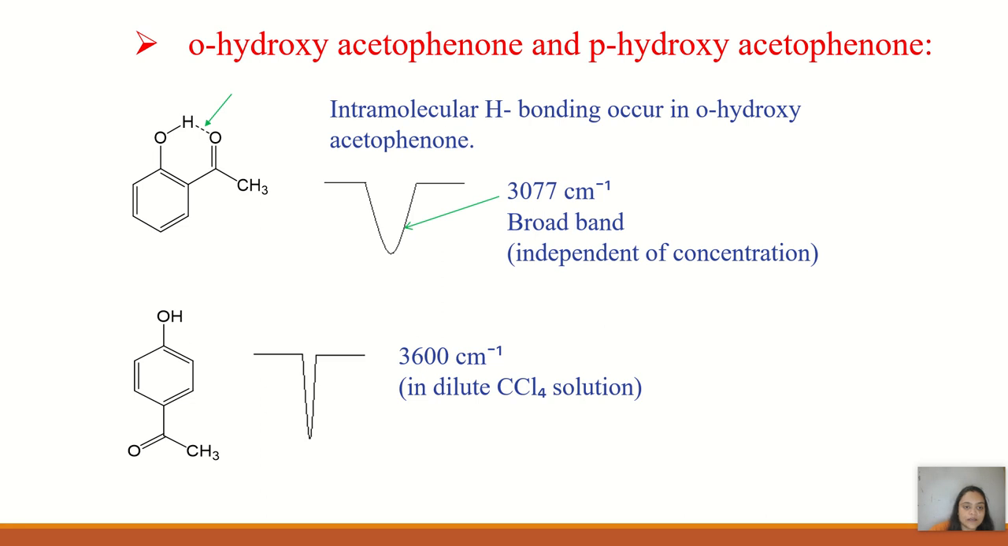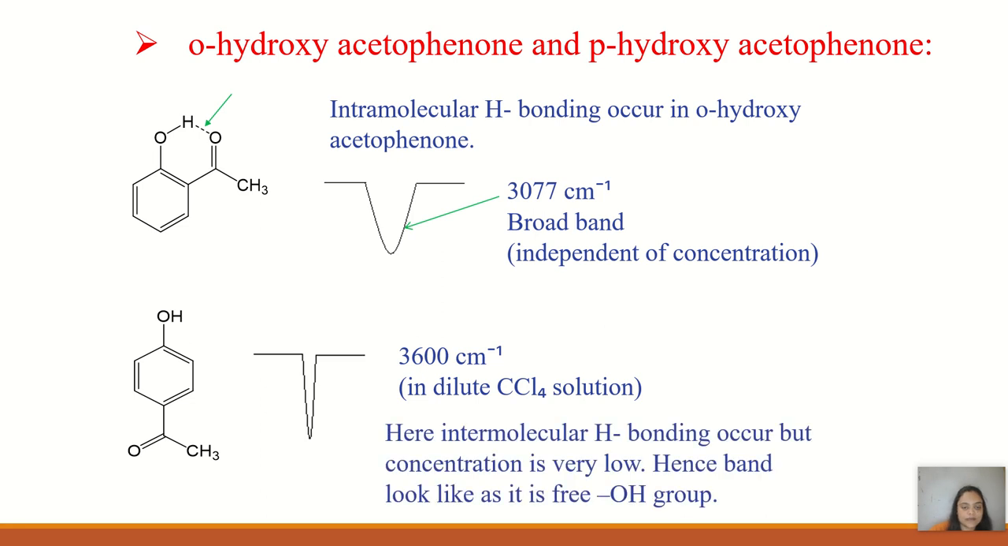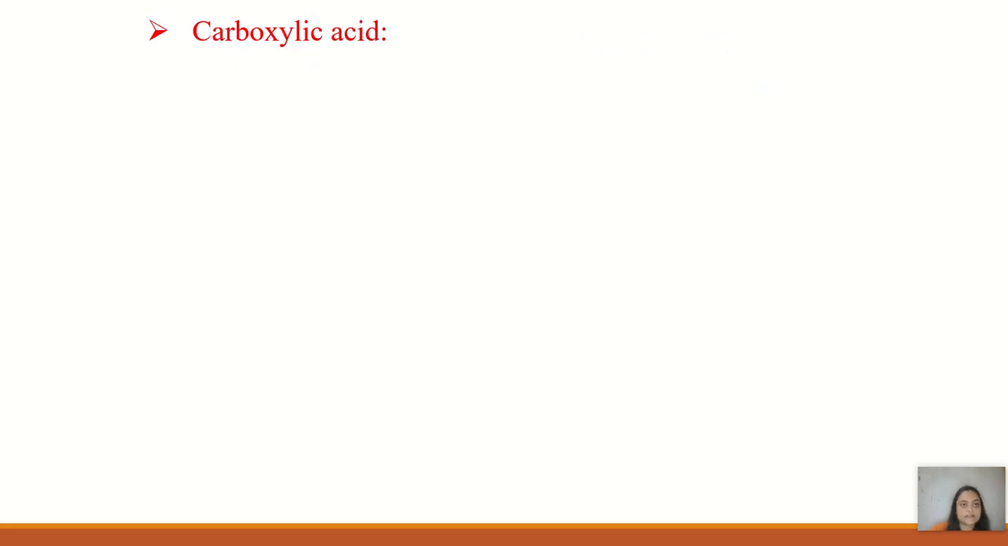Why does this happen? And also we get a sharp band. Here intermolecular hydrogen bonding occurs, but its concentration is very low compared to intramolecular hydrogen bonding. Intermolecular hydrogen bonding has lower concentration, so we can get a sharp peak. Next, another example, that is of carboxylic acid.